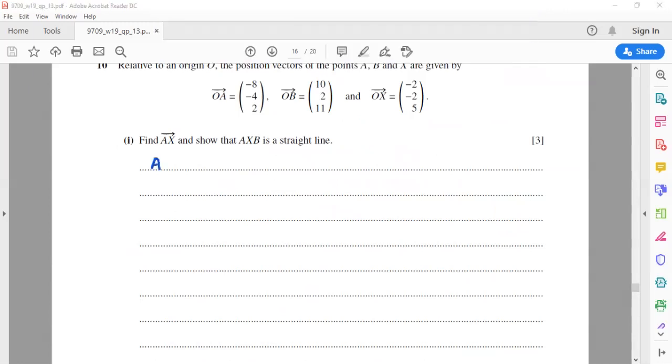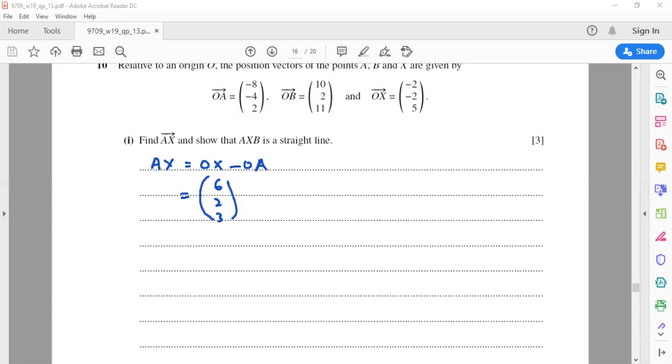AX is OX minus OA. If you subtract, minus 2 minus minus 8, which is minus 2 plus 8, gives 6. Then minus 2 plus 4 is 2, and 5 minus 2 is 3. This is your AX.